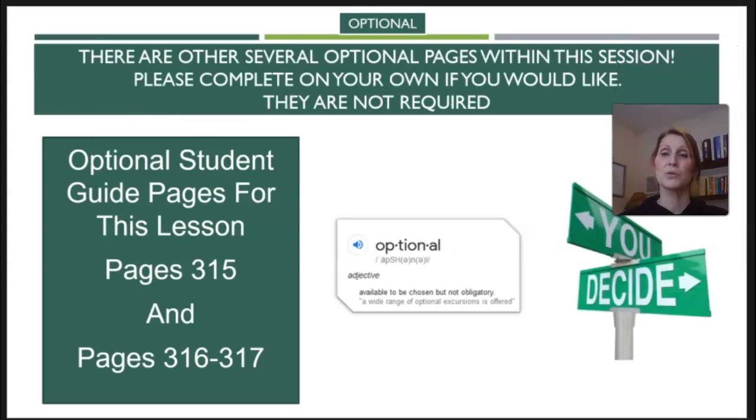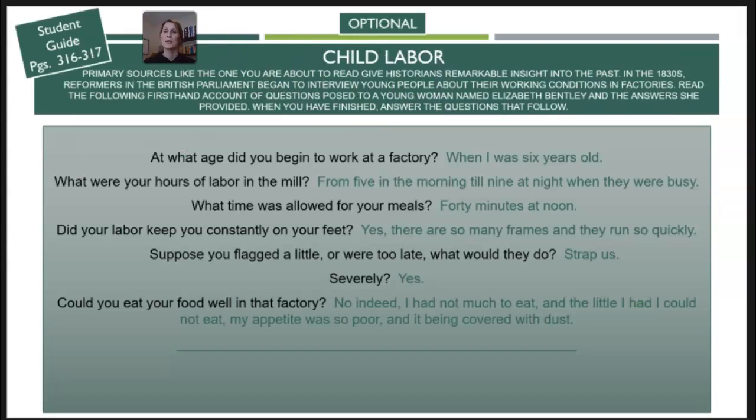And then we come to the part of the optionals in your student guide. These are not required, but they will help you to develop a further understanding of this lesson, these concepts. So these are pages 315 through 317. So again, you can do this on your own. These slides will be in your OMS, your online middle school. You can also pause this video and fill them in.